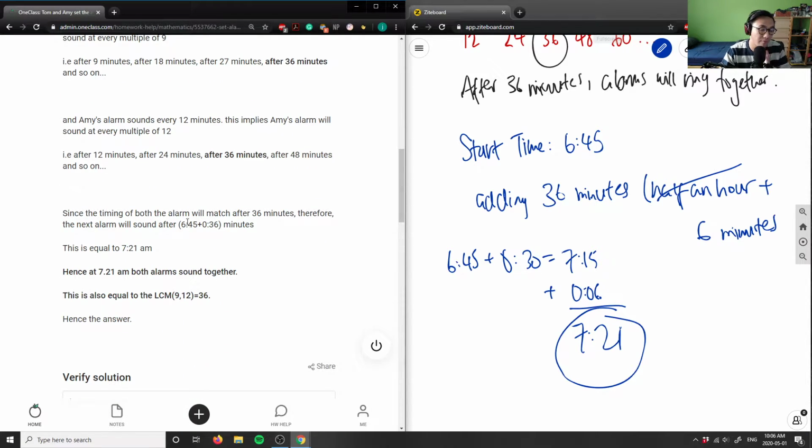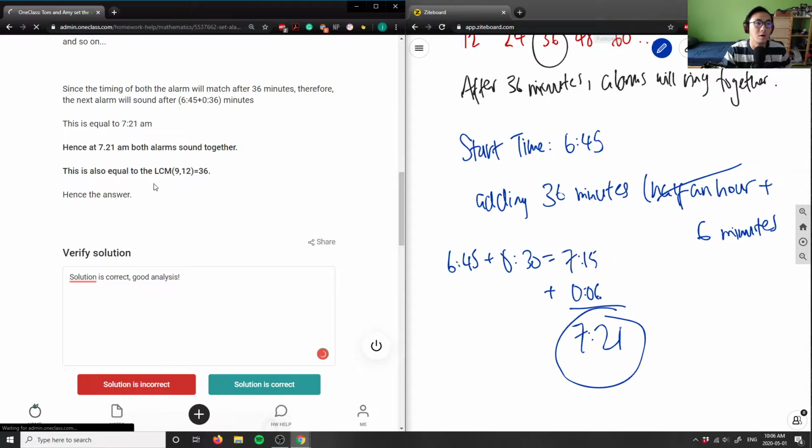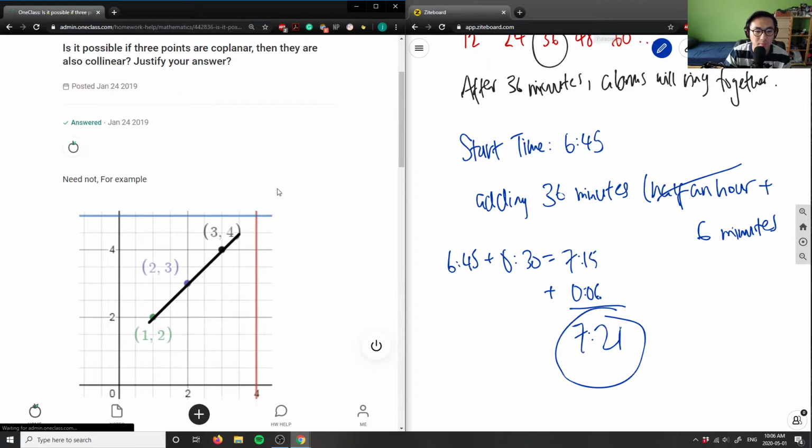And since the timing of both the alarms match after 36 minutes, therefore the next alarm will sound after 6:45 plus 36 minutes, which is 7:21 here. So this here is the correct answer. Solution is correct. Good analysis. So they use the concept of lowest common multiple here, right? Sweet.